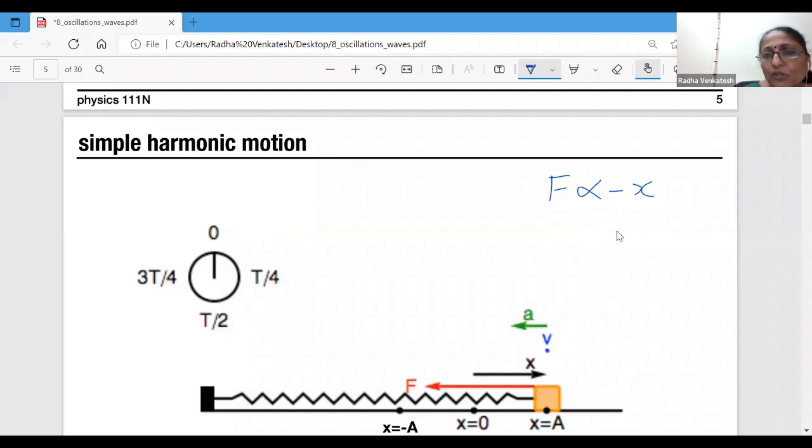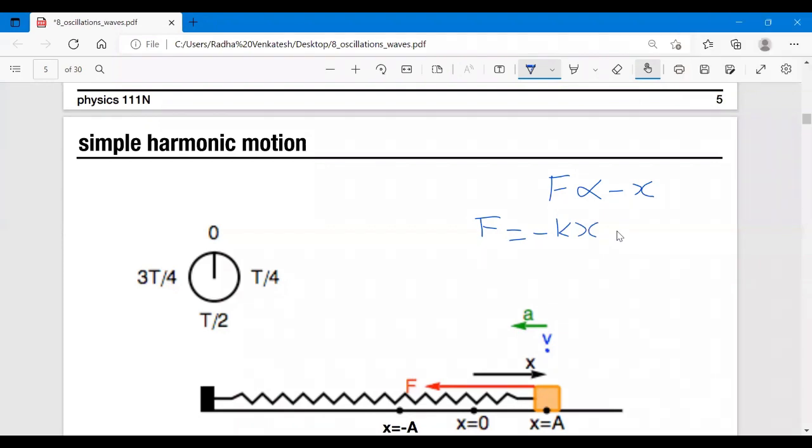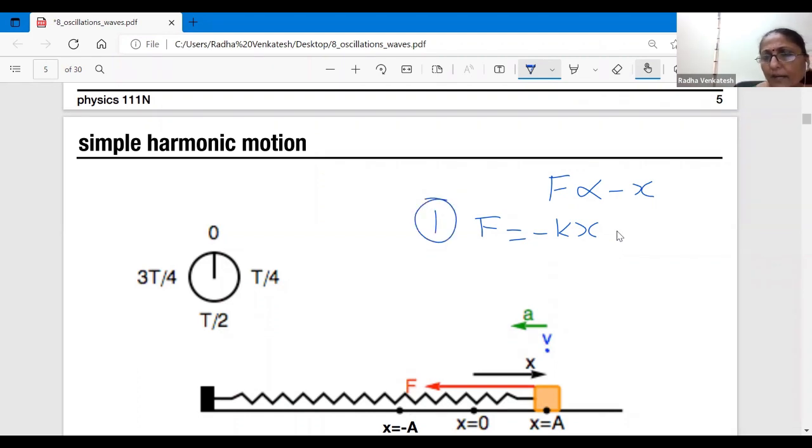Now, to remove that proportionality constant, I'm going to put minus kx. So now what do we have to do next? Make the children understand the steps. The first step that I'll write is F is equal to minus kx, because they do need derivations also sometimes, isn't it? Not just numericals. Some of them depend on the derivations for marks. So maybe we'll have to train them for that also. So F is minus kx.